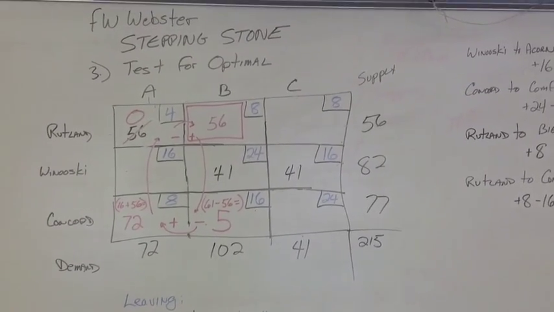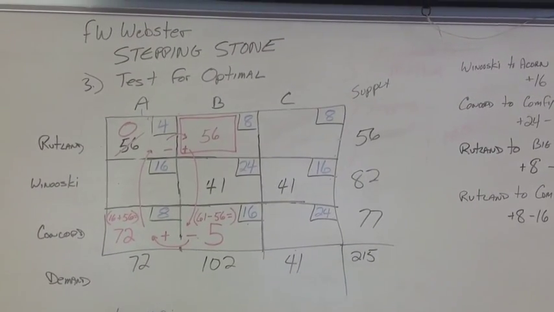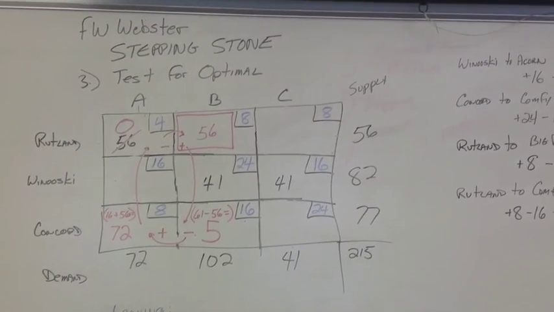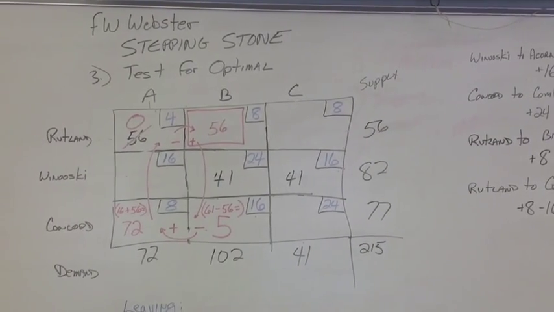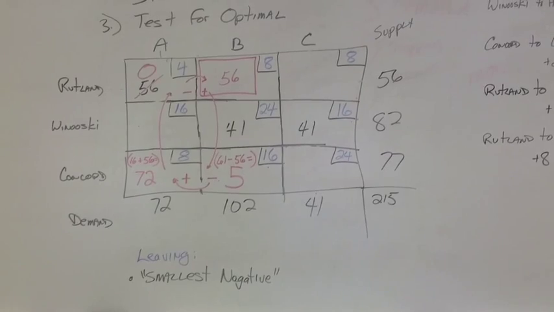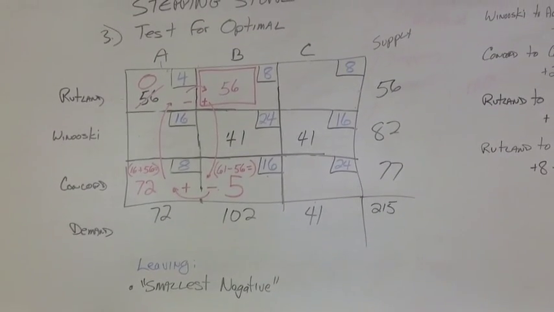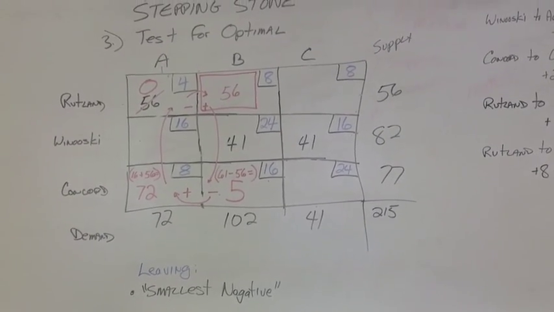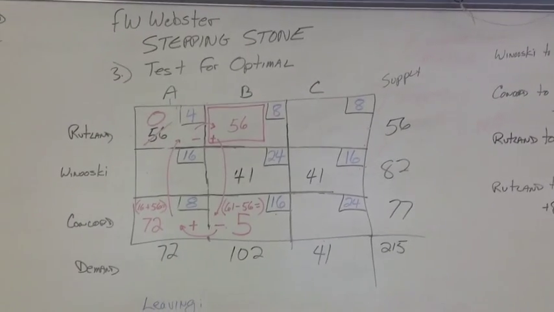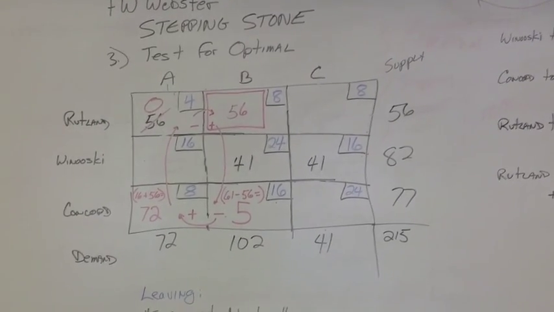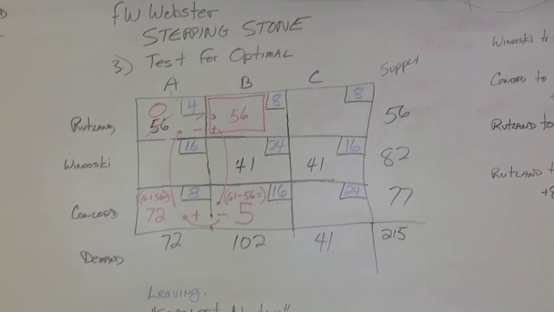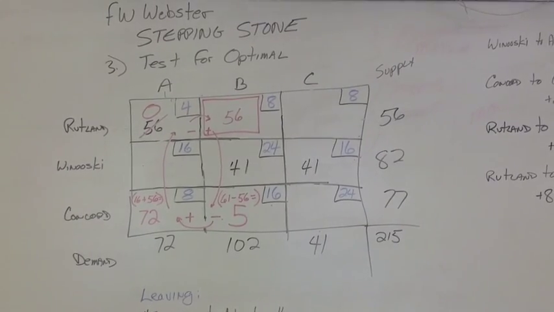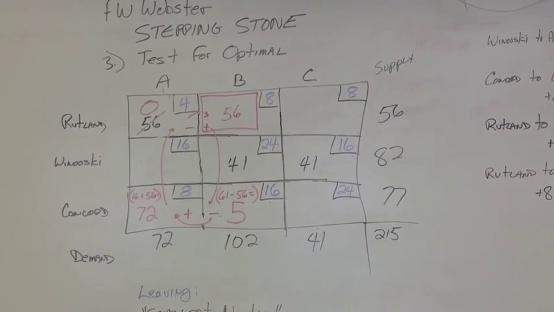Now, I had my choice if I have 2 negatives. I had Rutland to Acorn, which was 56, or Concord to Big Budget was 61. The leaving variable is the smallest negative. So 56 is less, in the negative cell, than 61. So I subtract 56 from 56, I get 0. I bring that 56 over to B. You notice that keeps the integrity of my supply. Rutland only has 56 units, so now I've just transferred them from A to B.